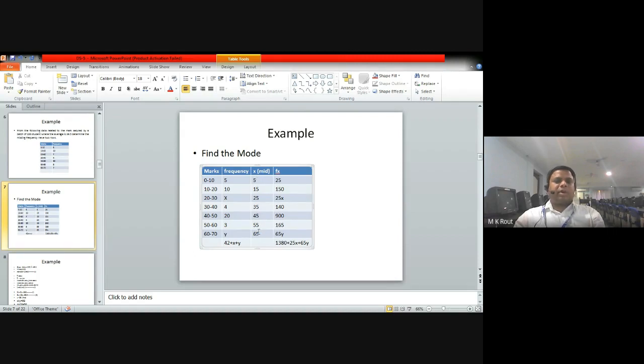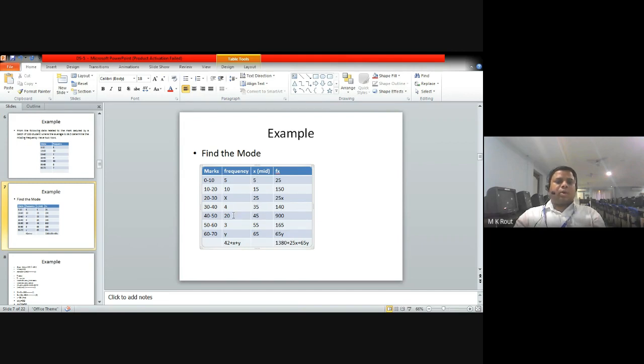Then after that you proceed for calculating f into x, that means frequency times mid value. 5 into 5 equals 25. Next one, for the second column, 10 into 15, that is 150. Here the frequency is missing, that's why I put x in case of missing frequency. That means x into 25, that is 25x. For the fourth row, 4 into 35, that is 140.